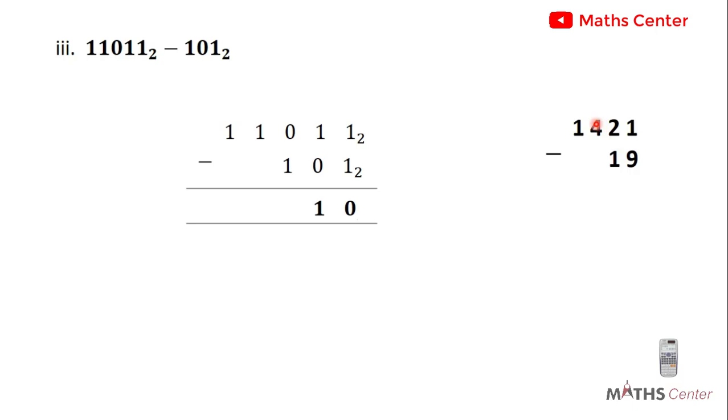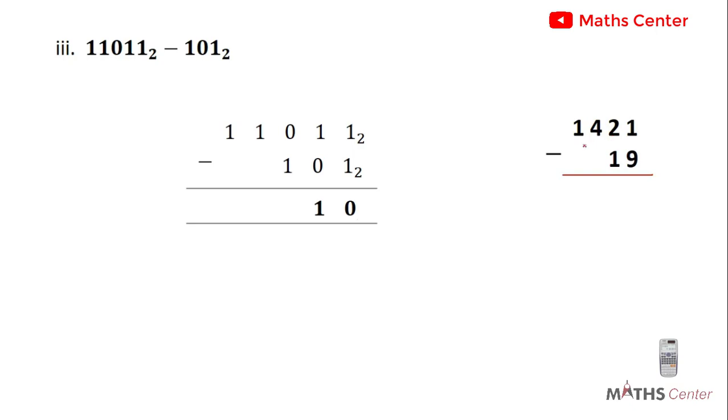Let's say that we have this subtraction here in base 10. We are subtracting 19 from 1421. So we have 1421 minus 19. This subtraction is in base 10. We are very familiar with that. So let's learn how to do it. I'm going to draw the line here so that we can write our answers.